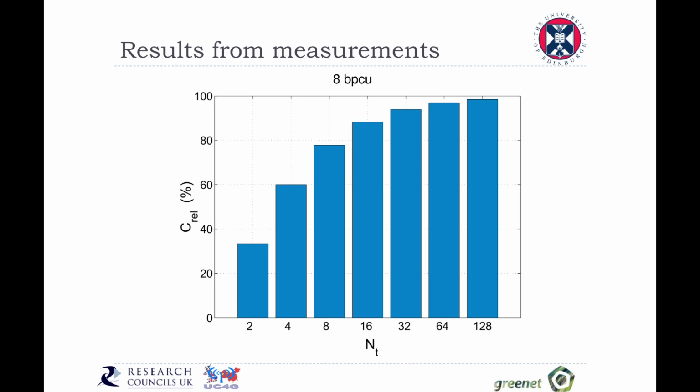What this diagram shows is a comparison of the relative computational complexity of spatial modulation compared to a conventional MIMO system. On the x-axis we show the number of transmit antennas in the system. If, for example, we look at 128 antennas, we notice that spatial modulation achieves a complexity reduction of about 98%.